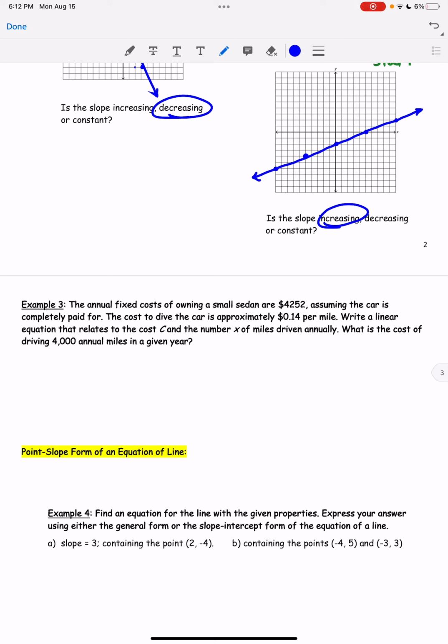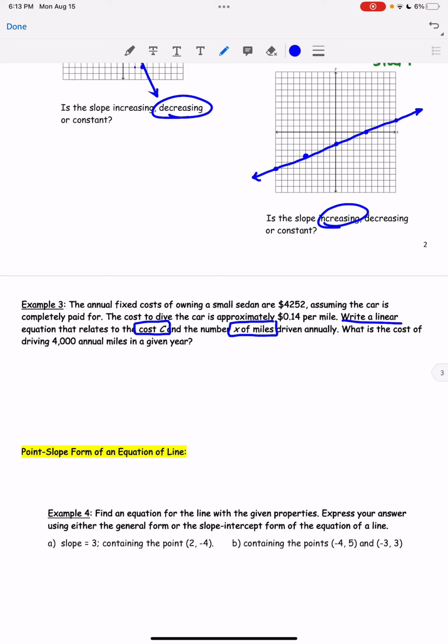Example 3, here's a little real world problem. It says the annual fixed cost of owning a small sedan is $4,252, assuming the car is completely paid for. Goodness. The cost to drive the car is approximately 14 cents per mile. Write a linear equation that relates the cost C and the number X of miles driven annually. What is the cost of driving 4,000 annual miles in a given year?